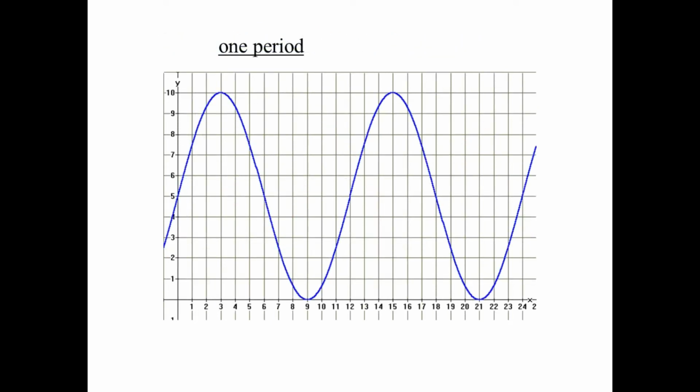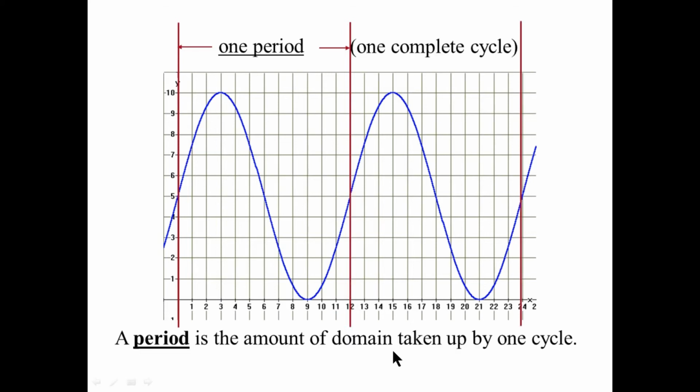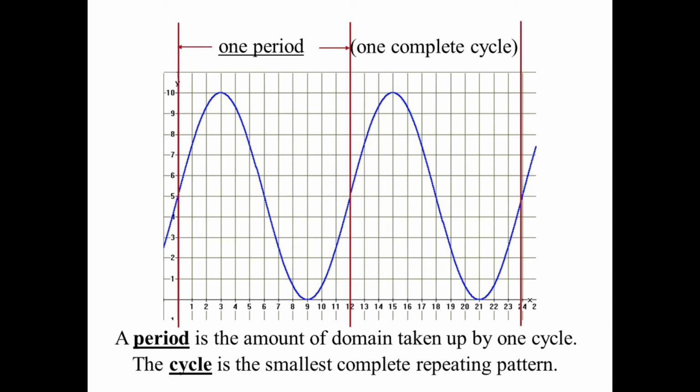So, let's look at vocabulary. One period. A period is this distance. It's the amount of domain taken up along the x-axis by one of the repeating cycles. So in this case it would be 12. Official definition: a period is the amount of domain taken up by one cycle. In this case, that would be 12. While a cycle is the smallest complete repeating pattern.